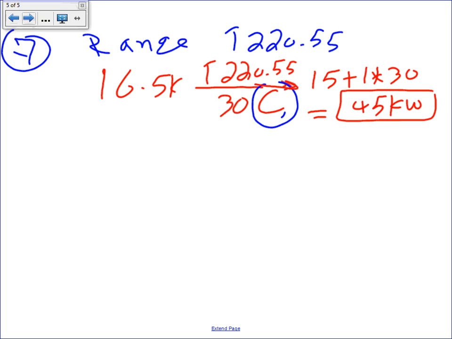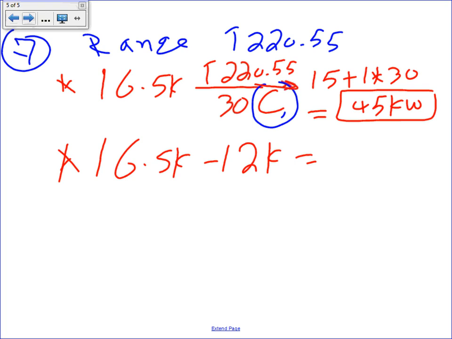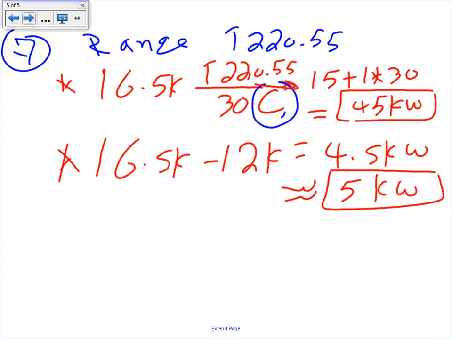So here's what we're going to do. That's step 1. Step 2, we take the 16.5 kW minus 12 kW. That will get me 4.5 kW. Now, if it's 0.5 or more, it goes up. So this becomes 5 kW because the 0.5 goes up. So I have 5 kW more than 12.